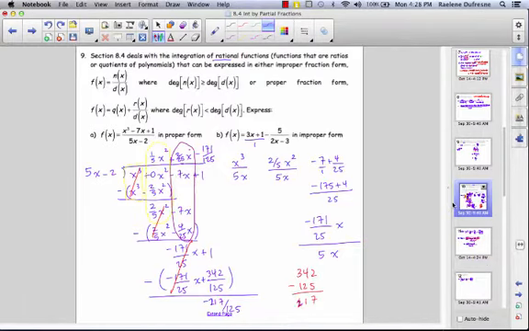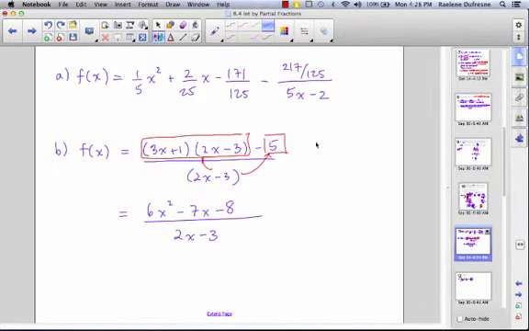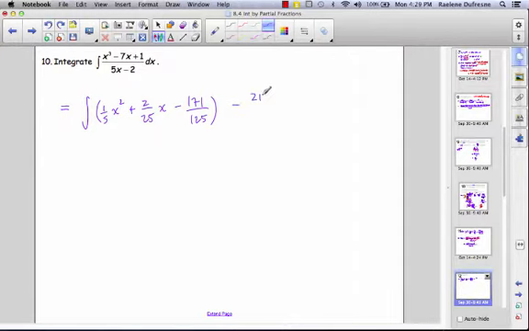And then we had the fraction part of negative 217, I think I'll take it from here, negative 217 over 125 divided by 5x minus 2. And put all of that in big square brackets, dx. So the first integral is just a polynomial, which is going to be straightforward, and I won't bother integrating that.